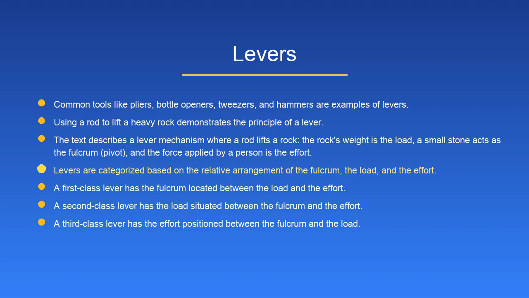Levers are categorized based on the relative arrangement of the fulcrum, the load, and the effort. A first-class lever has the fulcrum located between the load and the effort. A second-class lever has the load situated between the fulcrum and the effort. A third-class lever has the effort positioned between the fulcrum and the load.